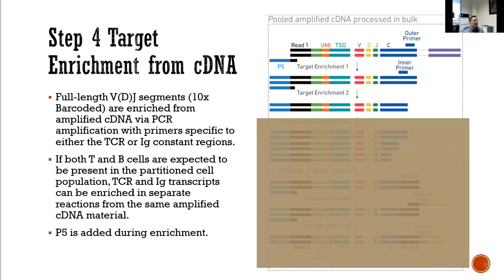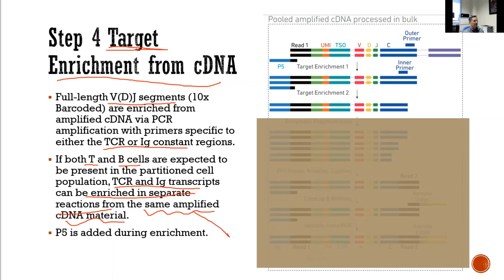So let's say we decide to do the target enrichment from the cDNA library that's prepared. If you want to do full-length VDJ segment, that's either for T cell or B cell, you can do it. And especially if you have a sample containing both T cell and B cell, you may do this TCR or Ig region enrichment separately, so you can get information about your T cell and B cell transcripts enriched in separated reactions from the same amplified cDNA material.